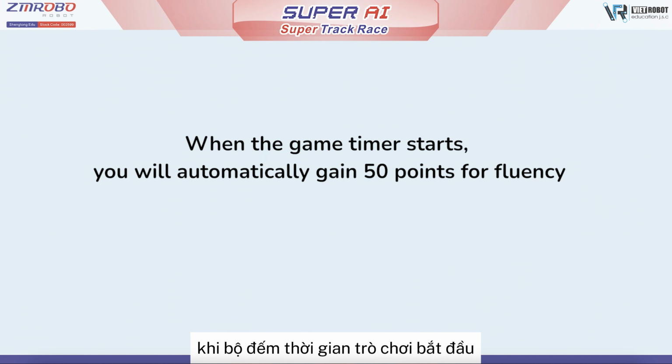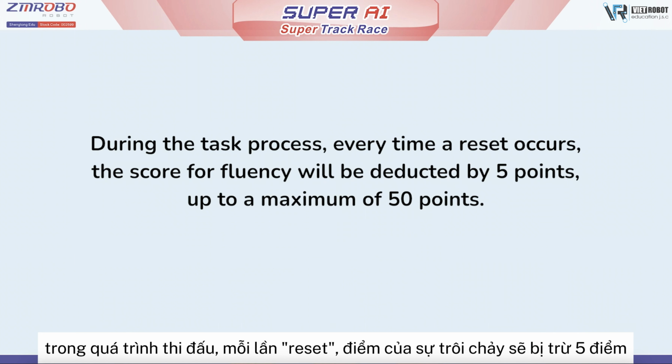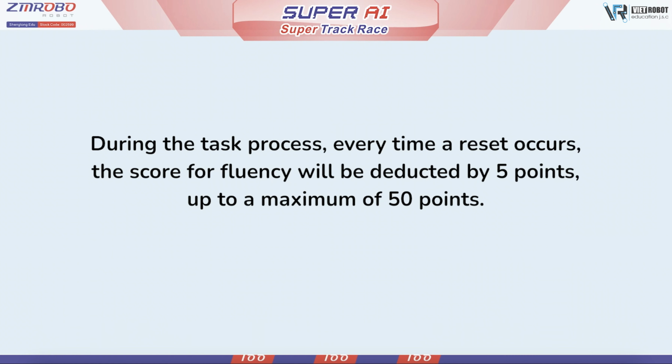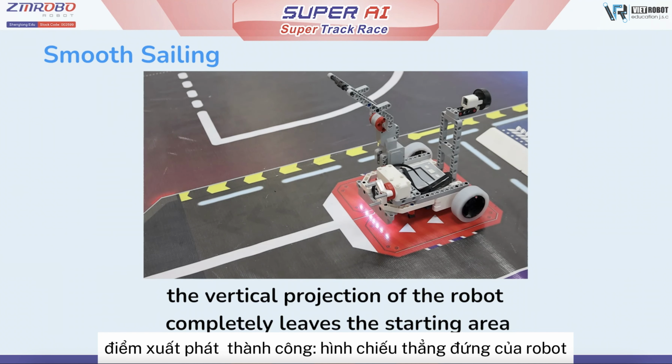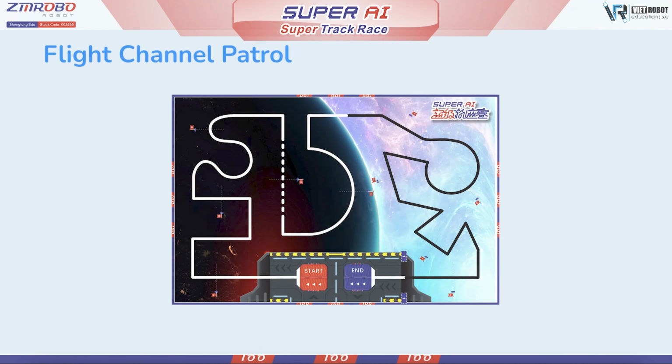When the game timer starts, you will automatically gain 50 points for fluency. During the task process, every time a reset occurs, the score for fluency will be deducted by 5 points, up to a maximum of 50 points. Smooth sailing: the vertical projection of the robot completely leaves the starting area.